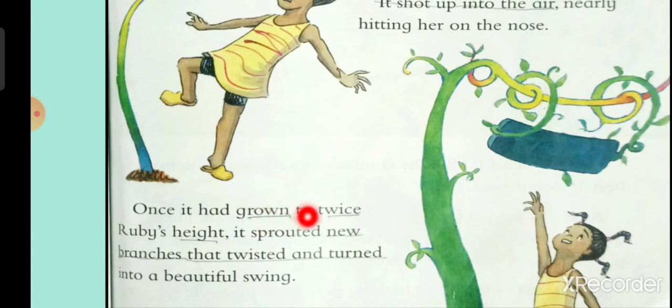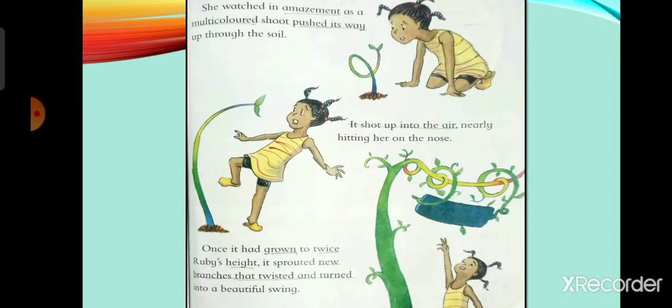Sprouted. Read with me. Sprouted. Sprouted means started to grow. Twisted. Here it is, twisted. This is the proper shape of twist. You can see here. Twisted and turned. Within few seconds, the colorful shoots grew double to Ruby's height and its branches twisted and turned into a beautiful swing, as you can see here.